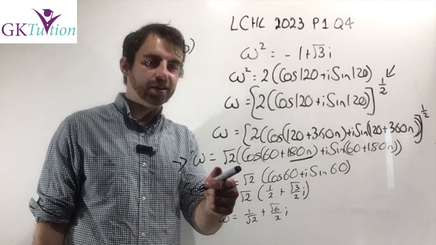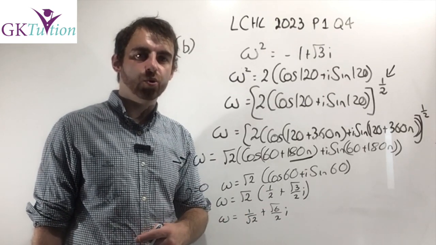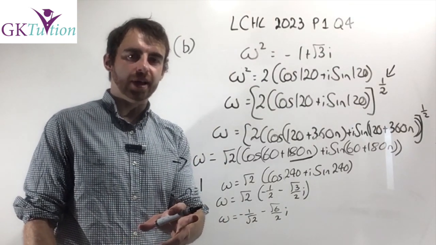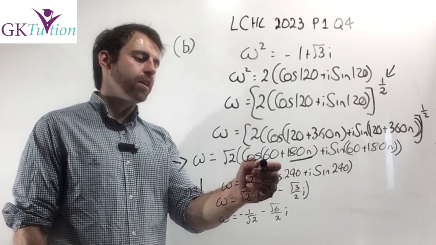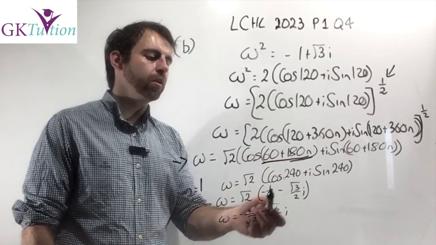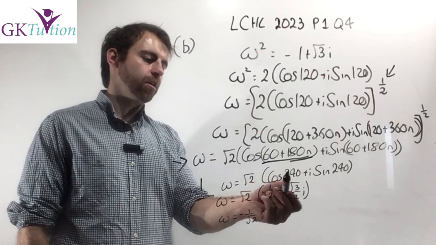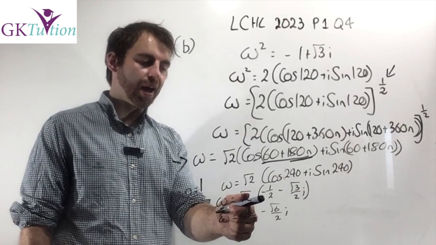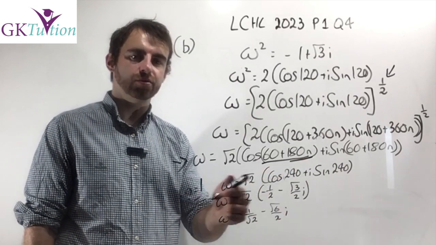Now I'm going to repeat these last few lines, subbing in n = 1 to get the second answer. If I sub in n = 1 into this angle, I get 60 + 180 times 1, which is 240. So you get cos 240 + i sin 240. The cos of 240 is minus a half, the sine of 240 is minus √3 over 2.